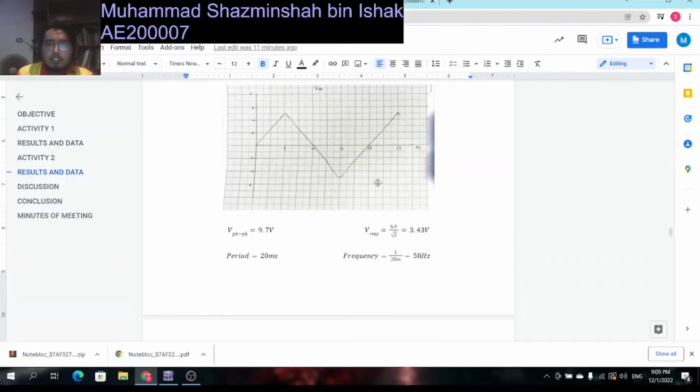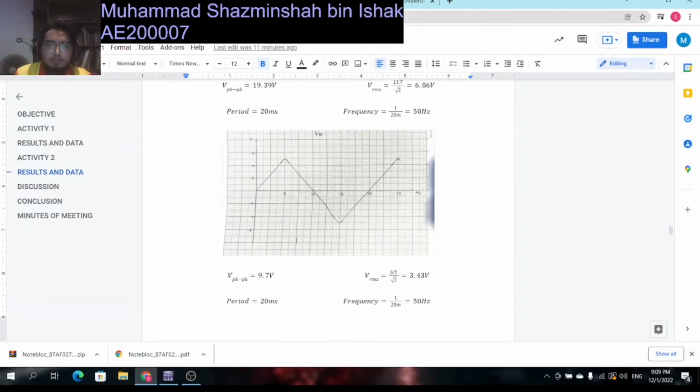Next, the graph of R1. The voltage peak to peak is 9.7 volt and the VRMS is 3.43 volts. The period and frequency are the same.